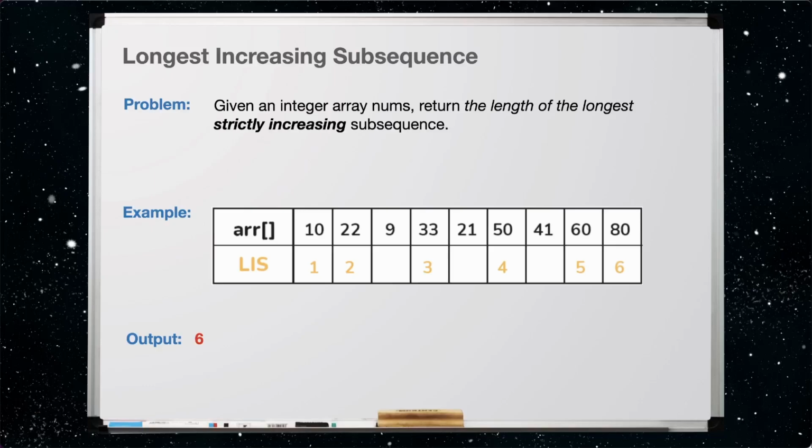Everyone, today we're going to solve the longest increasing subsequence problem. Given an integer array nums, we should return the length of the longest strictly increasing subsequence. Here's an example. The output for this input should be 6 because we have 6 increasing numbers and they don't have to be contiguous. As you can see, you can jump over the values, but they have to appear in the same order as in the original array.